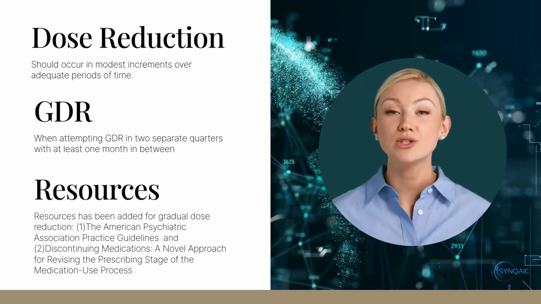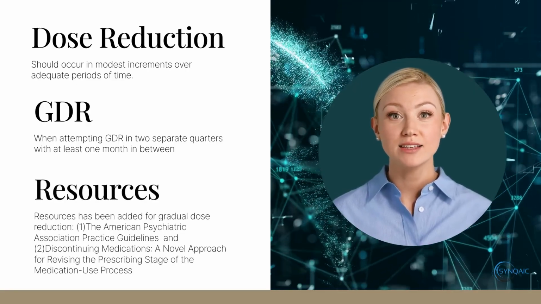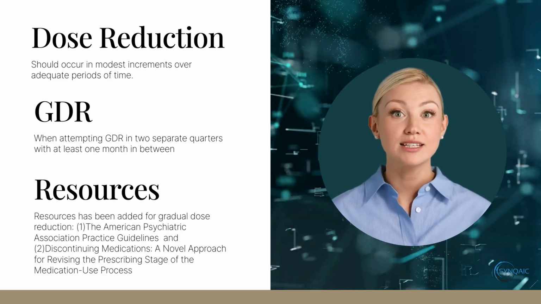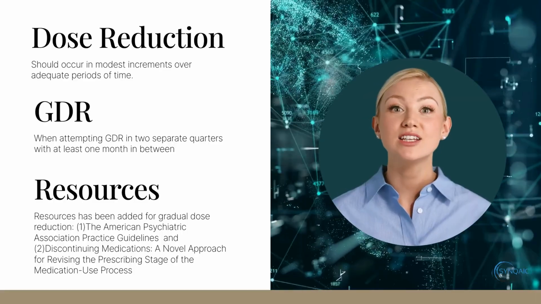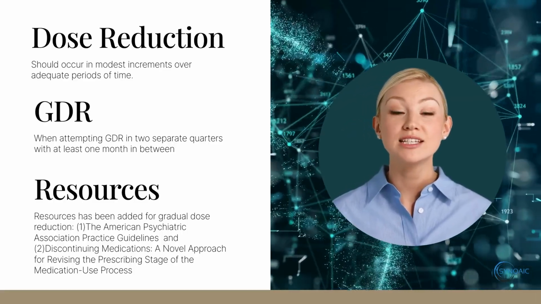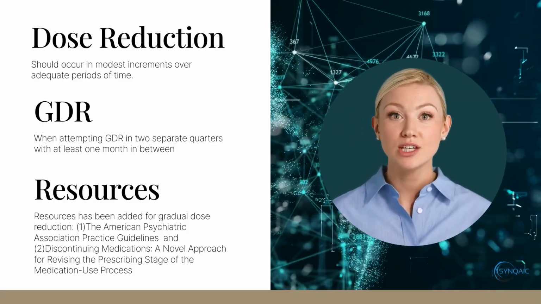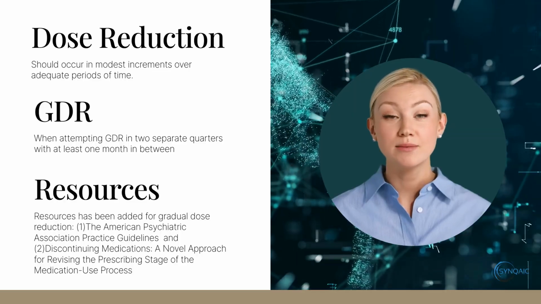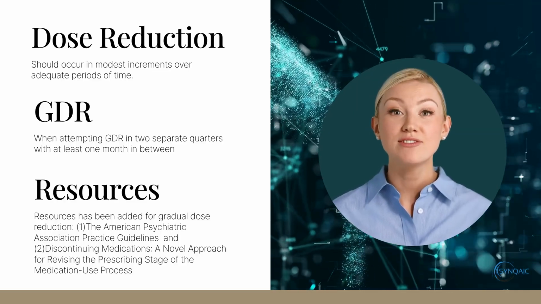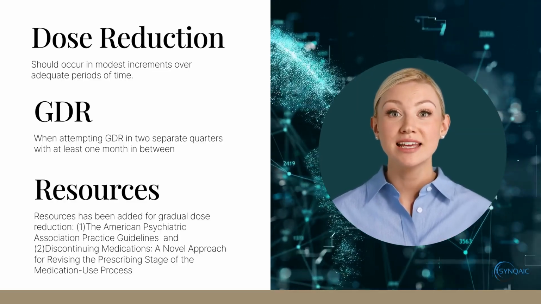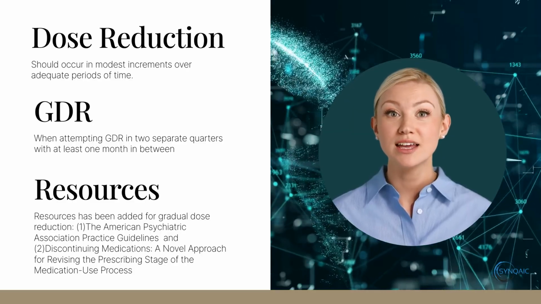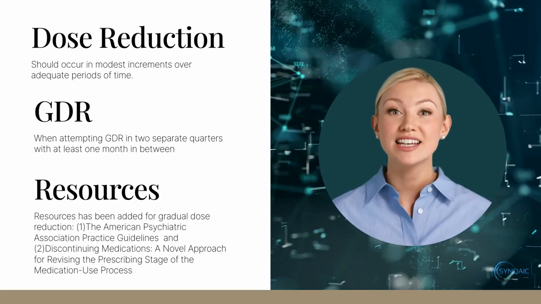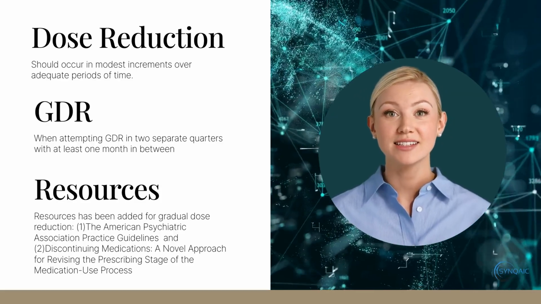Resources for gradual dose reduction information were added, such as 1. The American Psychiatric Association practice guidelines on the use of antipsychotics to treat agitation or psychosis in patients with dementia, published in 2016, and 2. Discontinuing medications, a novel approach for revising the prescribing stage of the medication use process, published in 2008. The links to both resources are available in the handout section of this presentation.